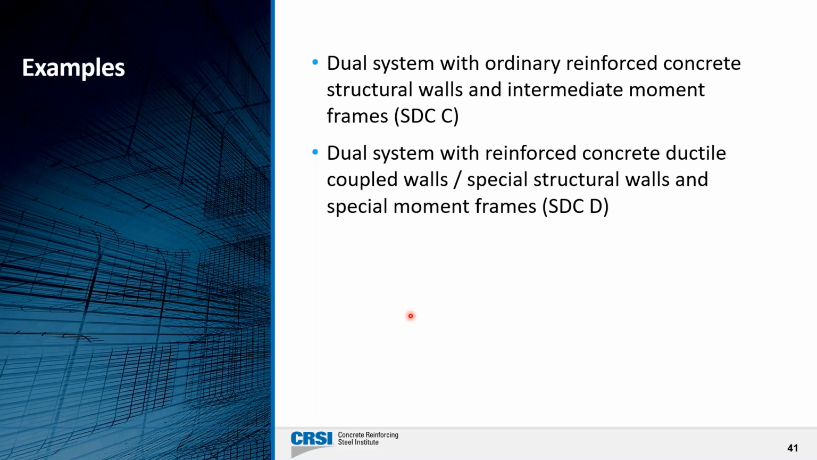So the examples we have here in seismic design category C, it's a dual system with ordinary reinforced concrete structural walls and intermediate moment frame. And in seismic design category D, it's a dual system with both reinforced concrete ductile coupled walls, special structural walls, and special moment frames.